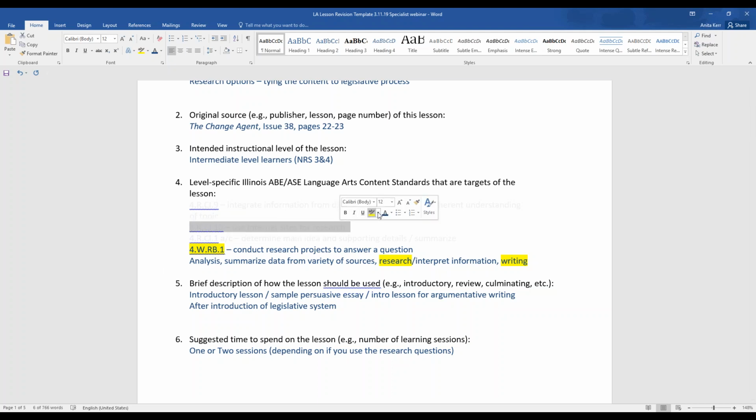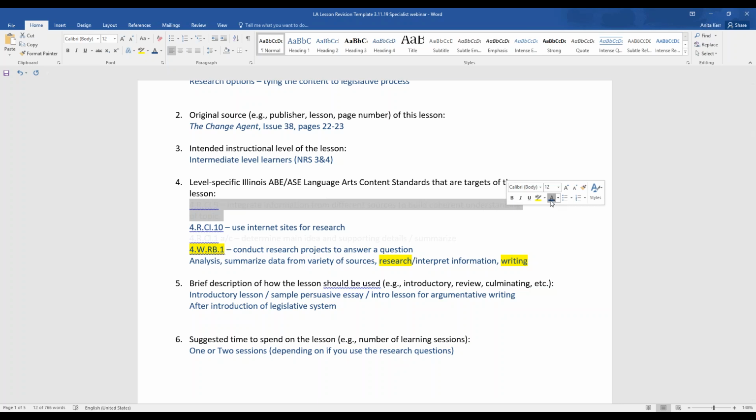We have somebody at one time had suggested using internet sites for research as a reading standard, because how are you going to do that research without some sort of device, right? Getting on the internet. So that's one option. This idea of analyzing, summarizing data from a variety of sources, you guys are right on it. Look at this standard here for our CI9. Integrate information from different sources to build your understanding of a topic. That hits exactly what you guys were after right here. Well done.